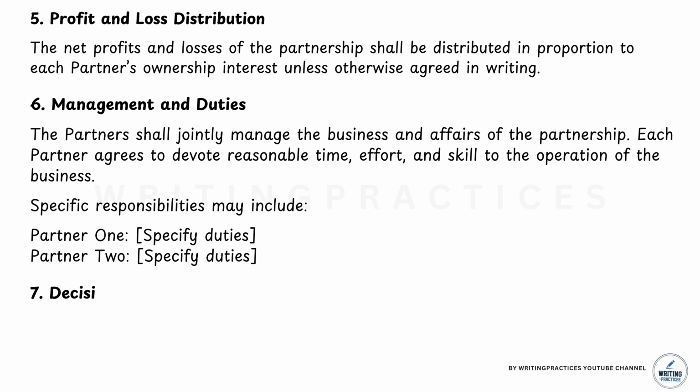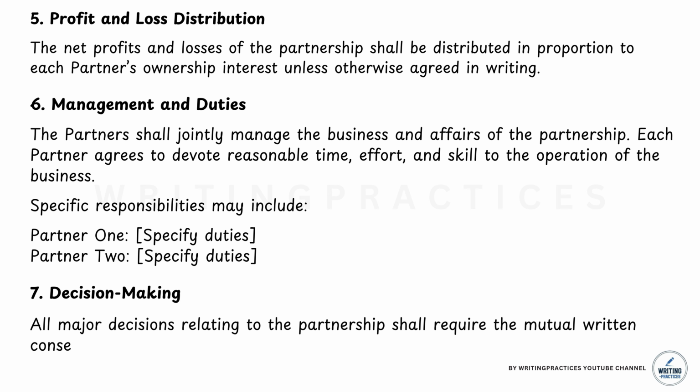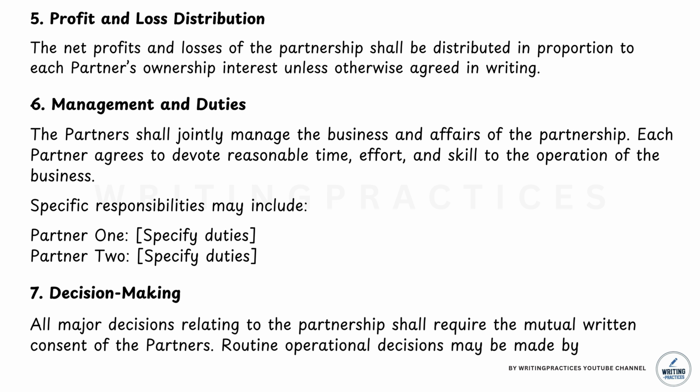Point number 7. Decision-making. All major decisions relating to the partnership shall require the mutual written consent of the partners. Routine operational decisions may be made by either partner unless otherwise agreed. This part explains how decisions are made. You need to clarify which decisions require both partners and which can be handled individually. This is important to prevent conflicts and ensure fairness. Legally, it protects both partners from unauthorized major decisions.